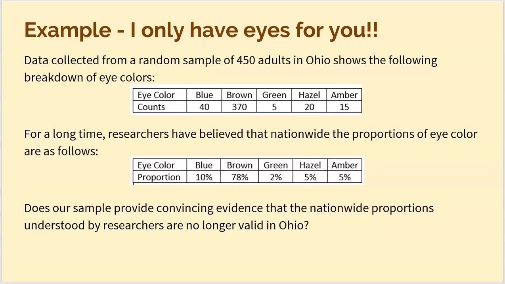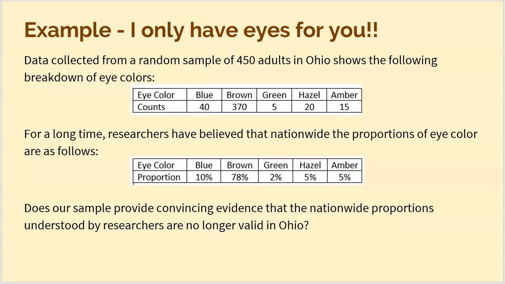Data from a random sample of 450 adults in Ohio shows the following breakdown of eye color. Notice one categorical variable, eye color, many different categories. I see counted data. 370 people were counted to have brown eyes. 5 people were counted to have green eyes. There's only one categorical variable. I don't see 2 or 3. I don't see gender. I don't see high school, middle school. I don't see US versus Canada. I see just eye color. One sample, eye color. All signs that are pointing to a goodness of fit test.